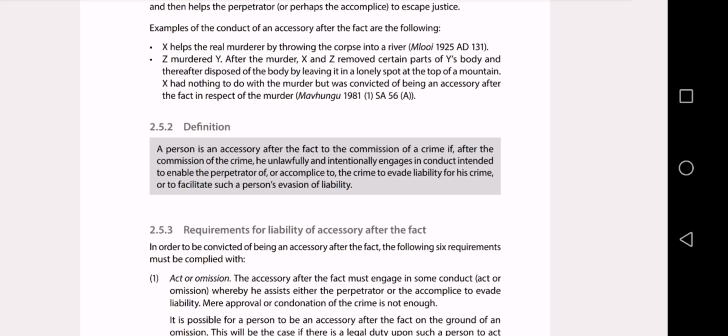X helped the real murderer by throwing the corpse into the river. Z murdered Y. After the murder, X and Z removed certain parts of Y's body and thereafter disposed of the body by leaving it in a lonely spot at the top of a mountain. X had nothing to do with the murder but was convicted of being an accessory after the fact in respect of the murder. There's a case, Mafungu 1981.